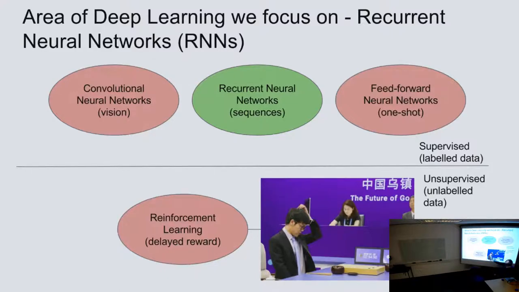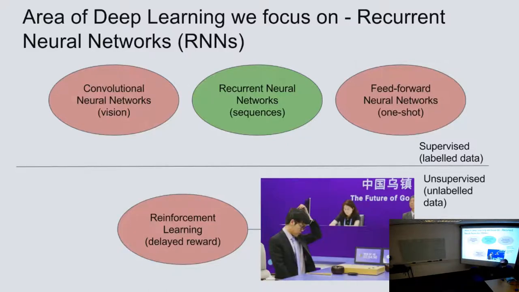There's poor old Lee Sedol getting beaten by AlphaGo. I don't need reinforcement learning because I don't have a delayed reward. I have a nice labeled data set, so I'm in a supervised setting. So I don't need to go out here. This will be very interesting to go to, by the way, and that's probably something I'm looking at next.